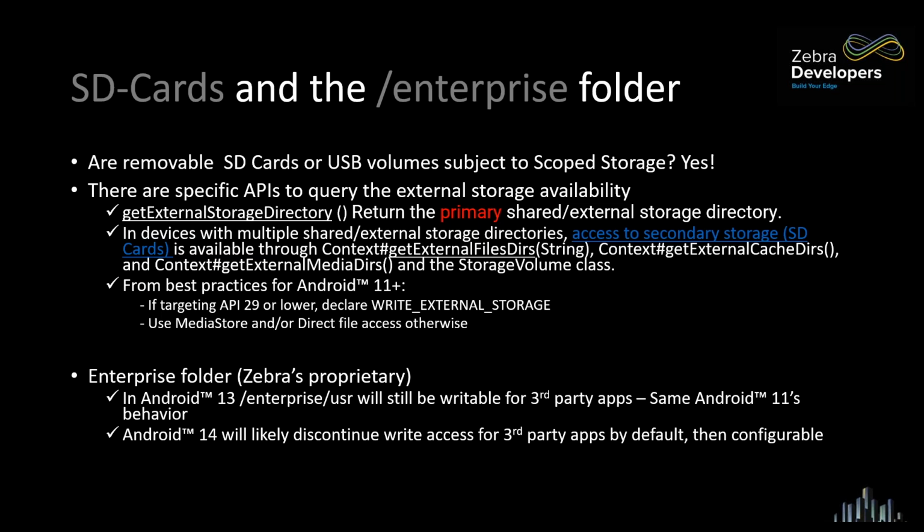From the best practices that you can find in the Android documentation, if you're still targeting API 29 or lower, you can declare the WRITE_EXTERNAL_STORAGE permission, which is no longer useful for API levels above those. Otherwise, you can use the MediaStore or direct file access.